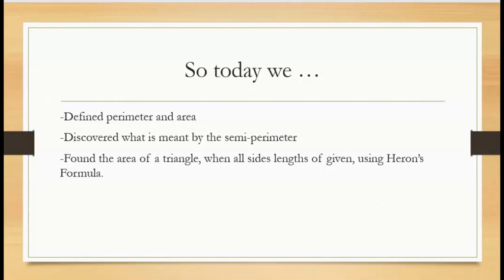So today we looked at perimeter and area and refreshed our knowledge on the definitions of both of those, where perimeter is measuring the outside edge of a shape and area is measuring the inside of the shape. We discovered what is meant by the semi-perimeter. The semi-perimeter is half of the perimeter. And we found the area of a triangle when all side lengths are given using Heron's formula.